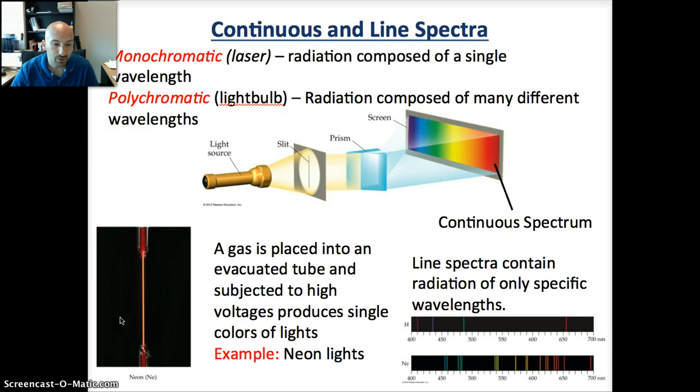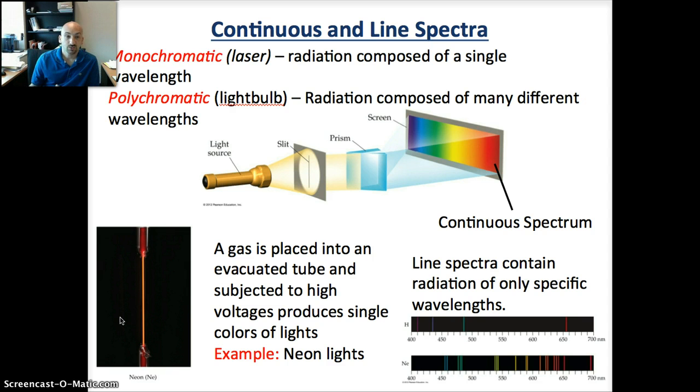Radiant energy can be composed of a single wavelength, which makes it monochromatic. An example of that is a laser. Light emitted from a red laser pointer is going to be 650 nanometers. A green laser pointer emits light at 532 nanometers.